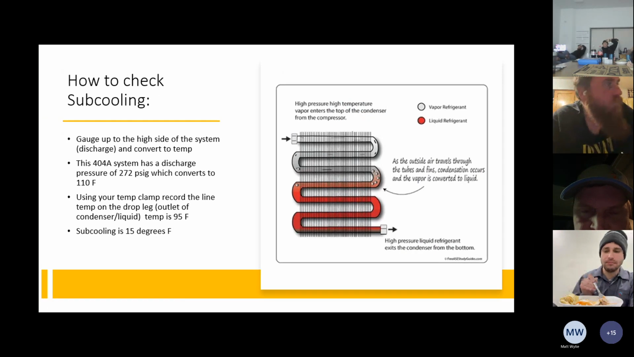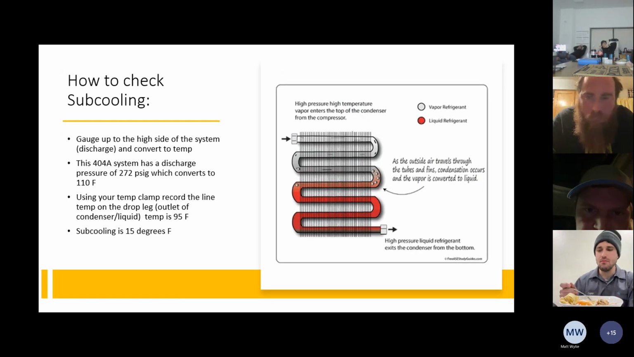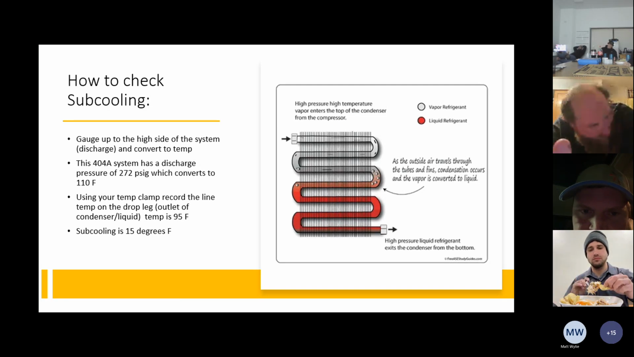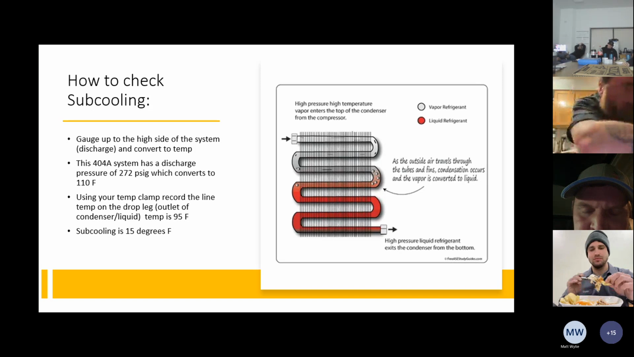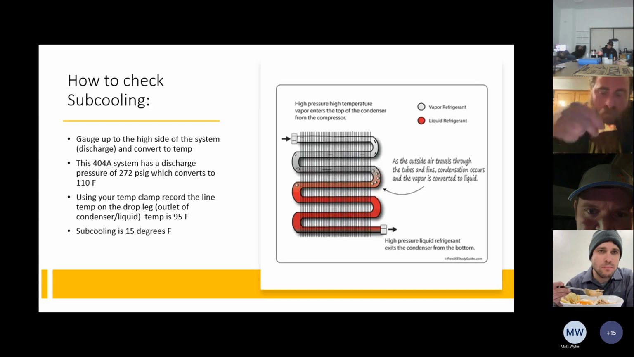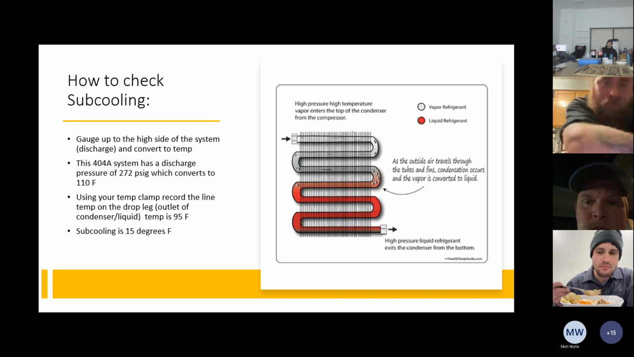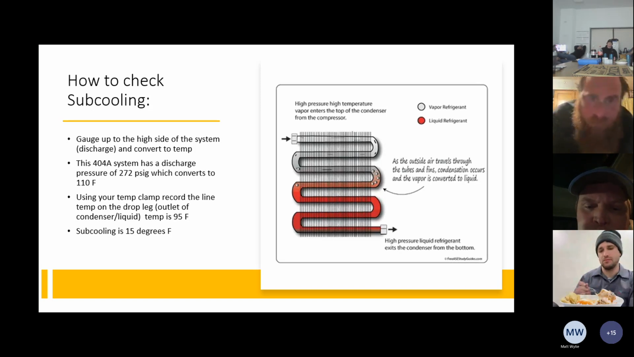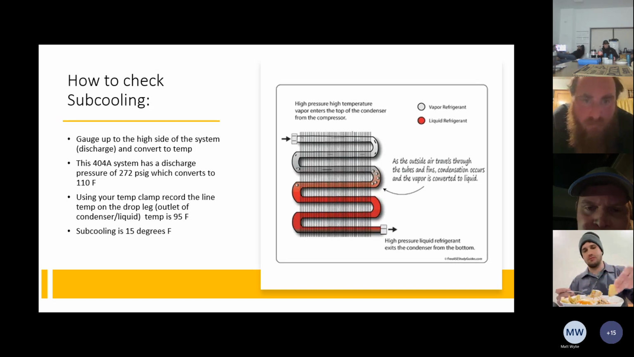How to check subcooling: gauge up to the high side of the system, discharge, and convert to temperature. That's your saturated condensing temp. This 404A system has a discharge pressure of 272, which converts to 110 degrees. Using your temp clamp, record the line temp at the outlet of the condenser, the liquid line. This temperature is 95 degrees. It gives us a subcooling of 15 degrees.